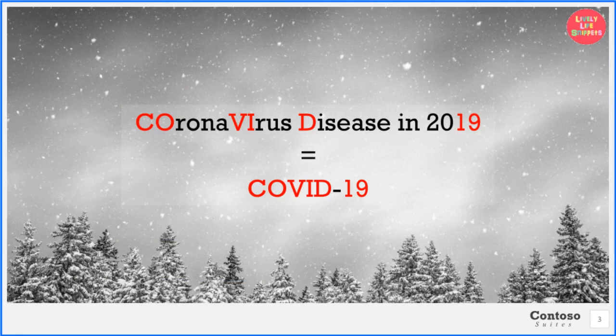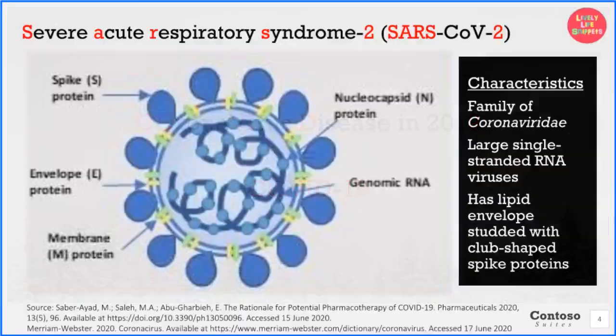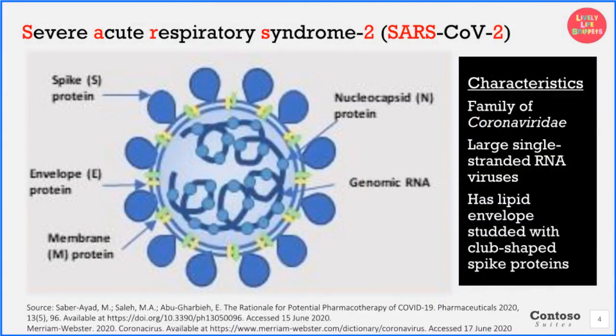COVID-19 is derived from the term coronavirus disease 19 because this disease started in 2019. So, what is the pathogen? Its name is Severe Acute Respiratory Syndrome Coronavirus 2, or in short, SARS-CoV-2. It is from the family of Coronaviridae.